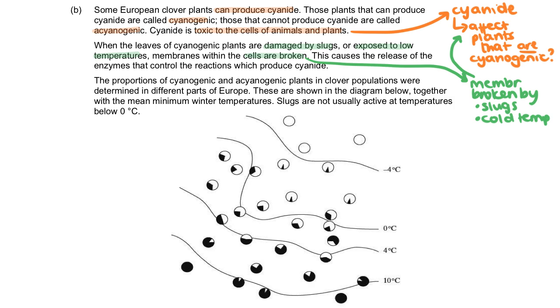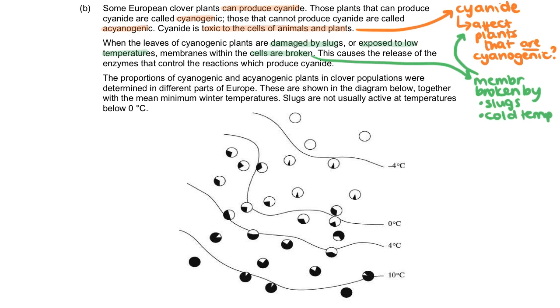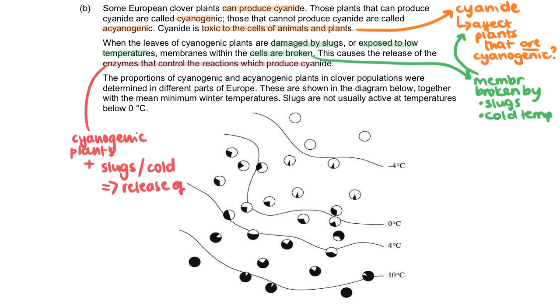This causes the release of enzymes that control the reactions which produce cyanide. Here we go, I'm starting to link my thinking now. So, the release of enzymes that control the reactions which produce cyanide. Okay, so cyanogenic plants, and I'm just taking this from the question, plus slugs or cold temperatures equals release of cyanide. So I've got that background. Cyanogenic plants are going to cause the release of cyanide, and that is, I'm assuming, going to affect the plant.